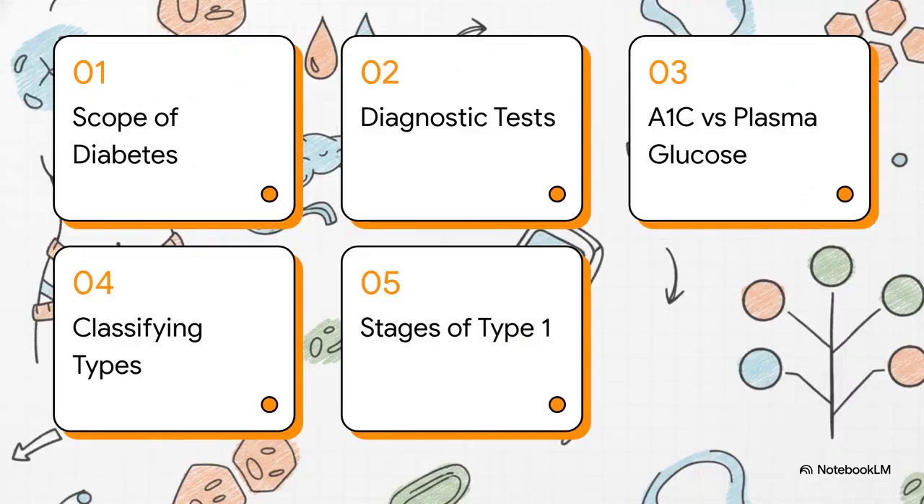To tackle this, we're taking a macro to micro journey today. On the agenda, 1. The scope of diabetes, 2. Diagnostic tests and criteria, 3. A1C versus plasma glucose, 4. Classifying the different types, and 5. The stages of type 1.